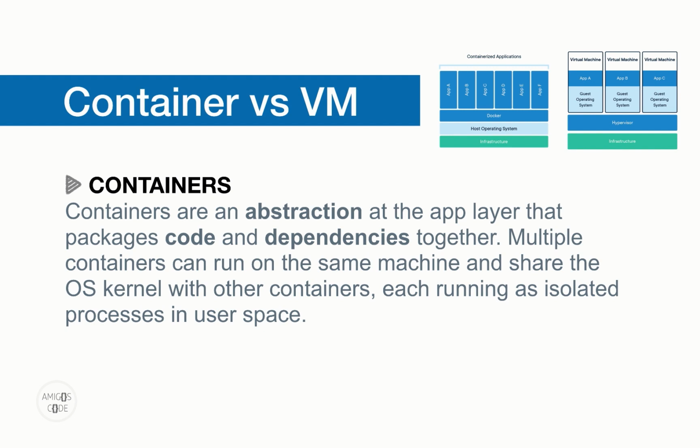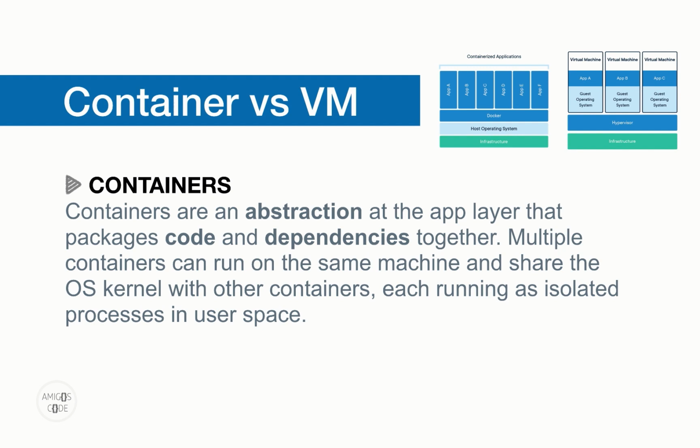So what exactly is the difference between containers and virtual machines? A container is an abstraction at the app layer that packages your code and dependencies together. Multiple containers can run on the same machine and share the OS kernel with other containers, each running as an isolated process in user space. This is very important because a container doesn't require a full operating system, and it simply shares the underlying operating system but runs in isolation of other containers.